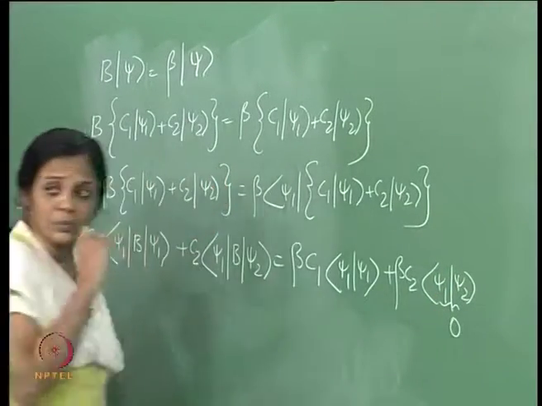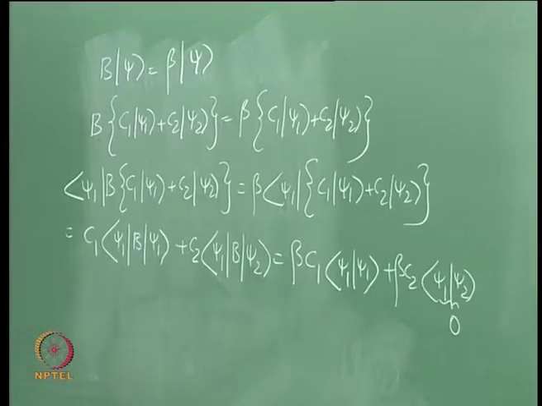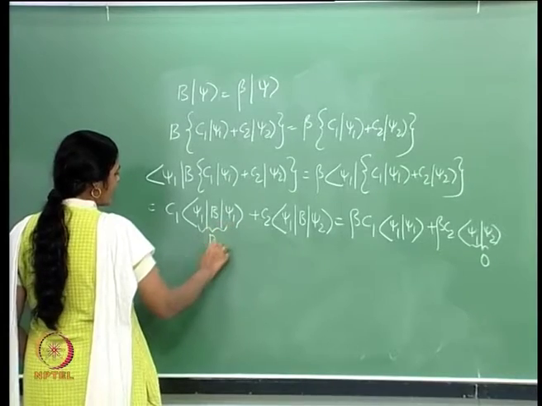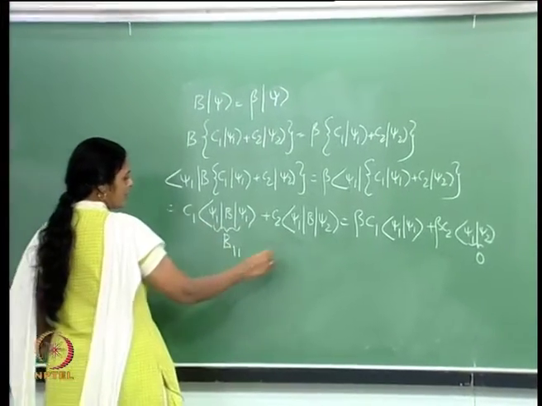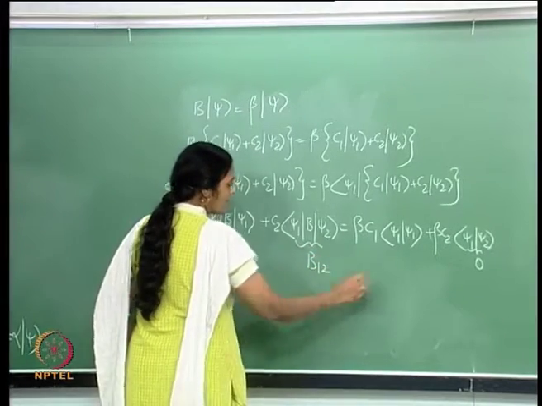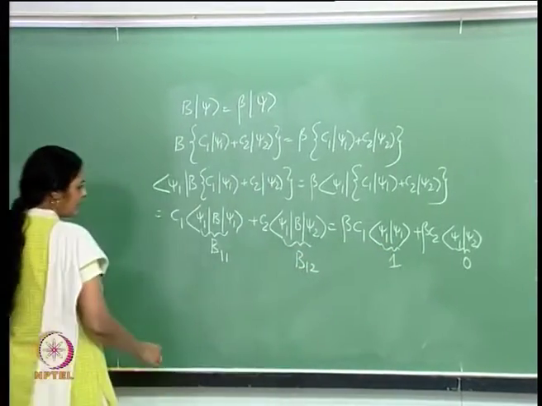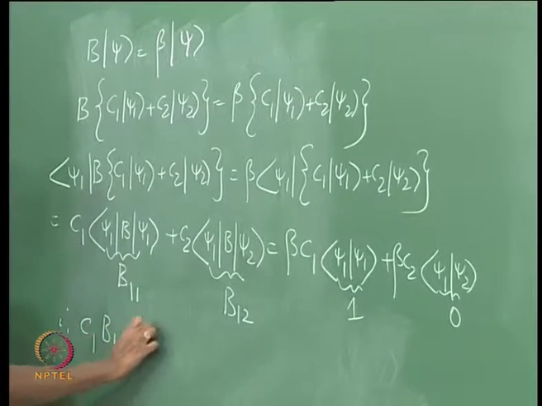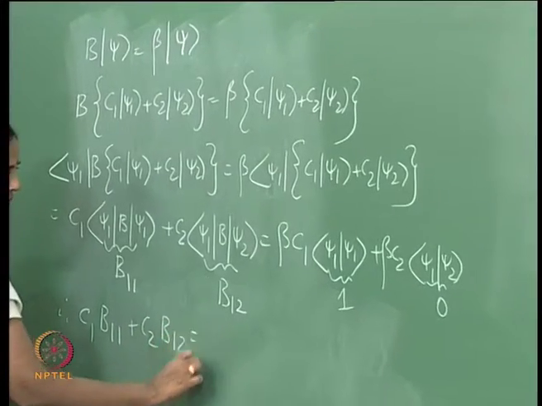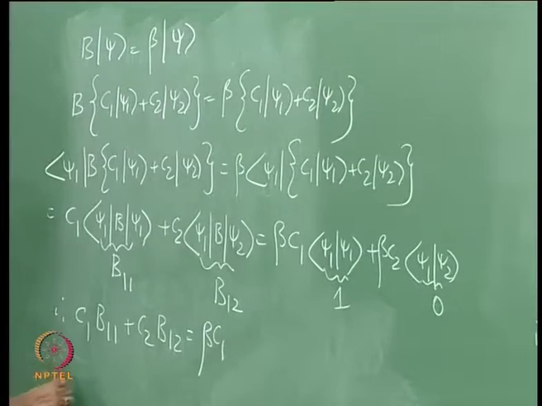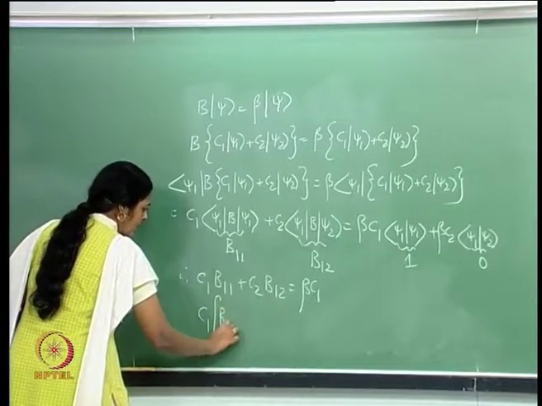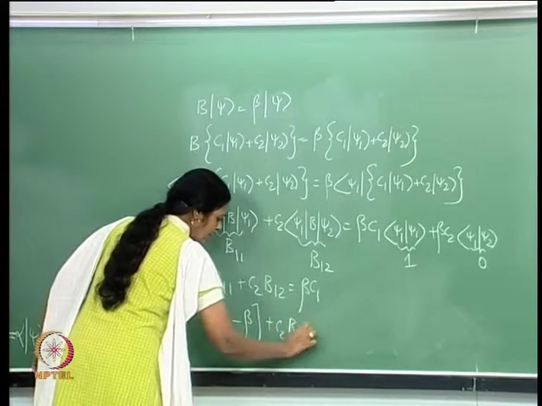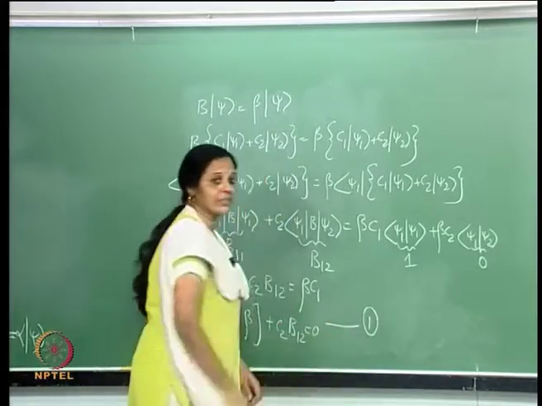I have already assumed that psi 1 and psi 2 are orthogonal to each other, and therefore, I have a shorthand notation B11 for this, B12 for that. This is normalized to 1. So, I have C1 B11 plus C2 B12 is beta C1. In other words, C1 times (B11 minus beta) plus C2 times B12 equals 0. Let me call that equation 1.